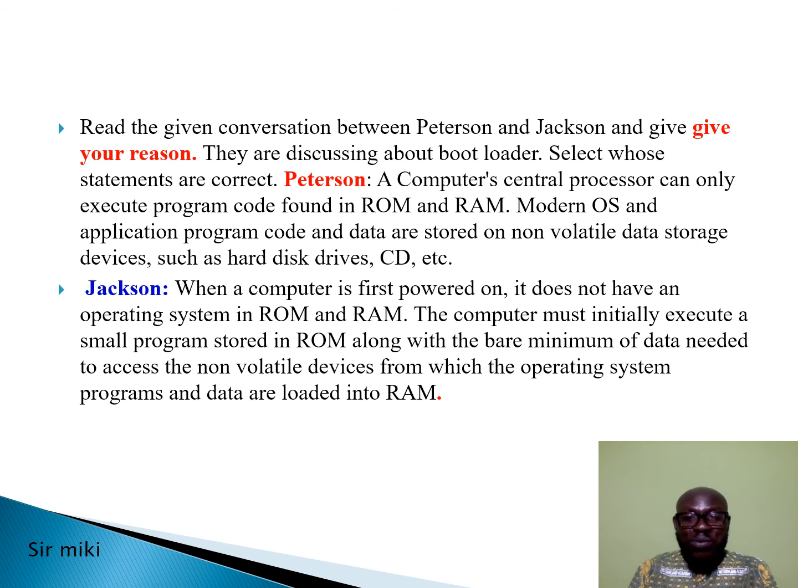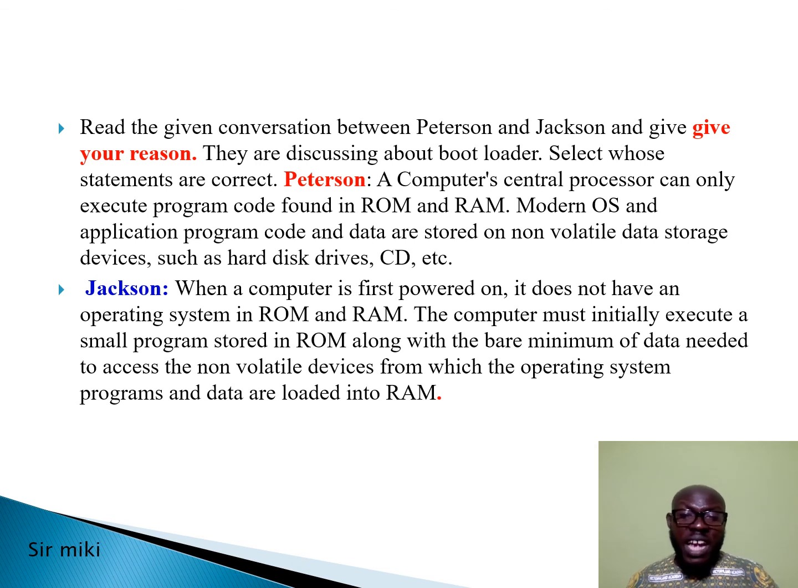Wow. This is a conversation between Peterson and Jackson. In fact, these two children are discussing the bootloader. They still want to know the activities of the bootloader. Now, let's hear from Peterson. A computer's central processor can only execute program code found in ROM and RAM. When we say ROM, that is the read-only memory. And when we say RAM, that is the random access memory. Modern OS, application program code and data are stored on non-volatile data storage devices, such as hard disks and CD-ROMs, etc. That is Peterson.